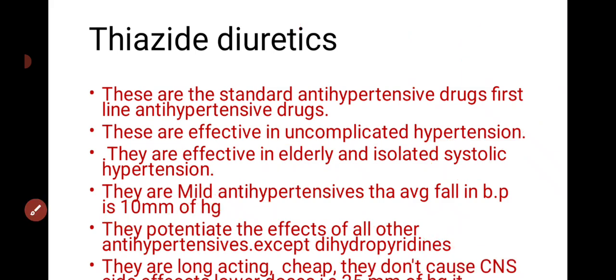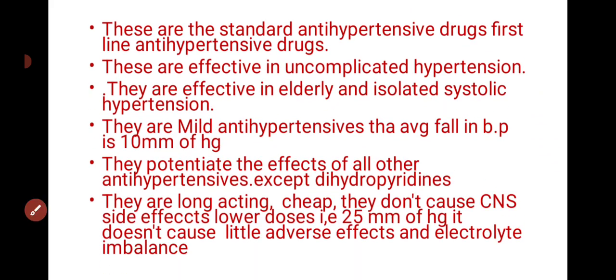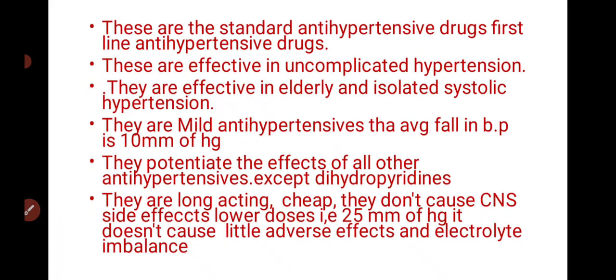Most of them are long acting, and they are cheap, and they do not cause CNS side effects like central sympatholytics, and they do not cause postural hypotension. These are some advantages of the thiazide diuretics. Because they are long acting, a once daily dose is sufficient, and they are cheap as well. That's why they are considered first line antihypertensives.